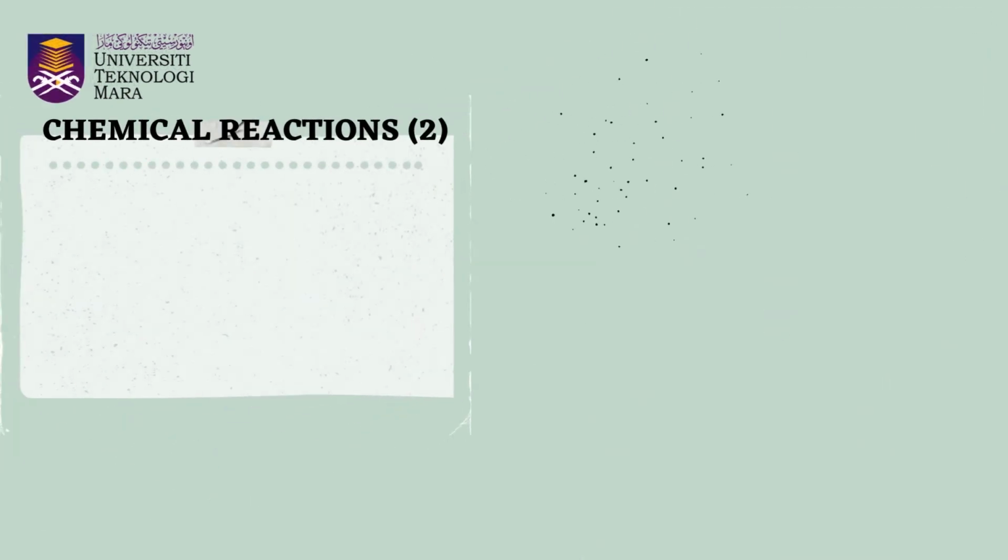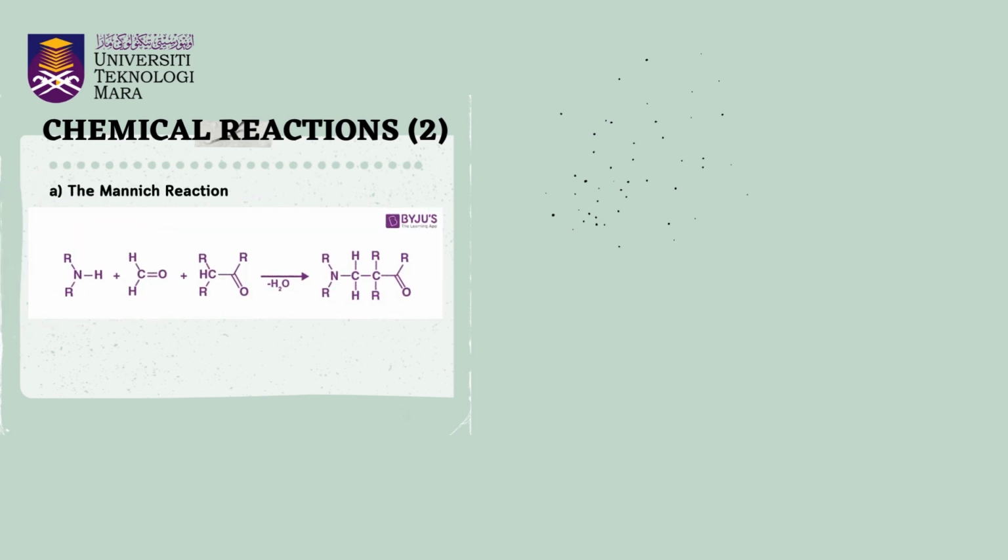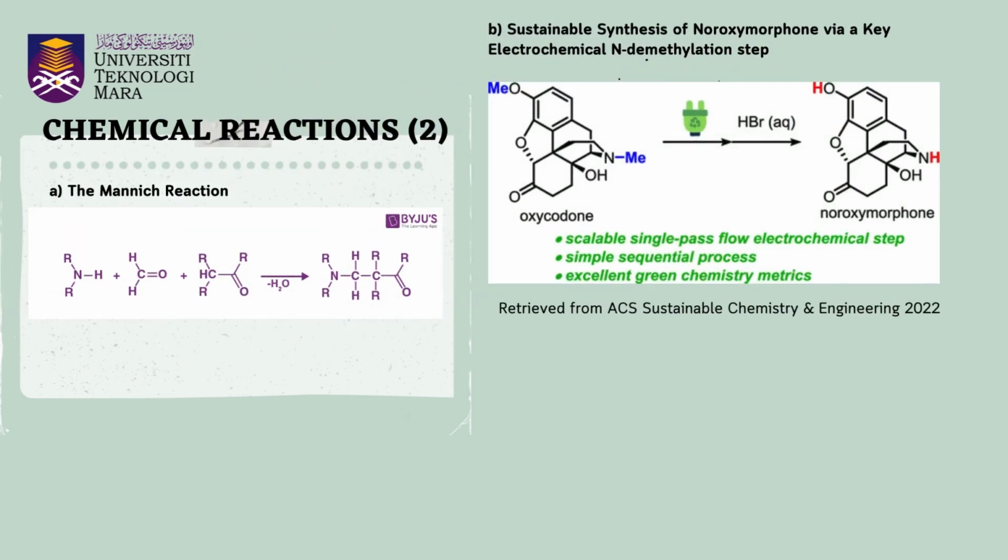Regarding the chemical reaction, there is a sustainable synthesis of norosymorphone via a key electrochemical N-demethylation step. The oxycodone will form norosymorphone. The first advantage is a scalable single-pass flow electrochemical step. Second is a simple sequential process. The third one is excellent green chemistry metrics.